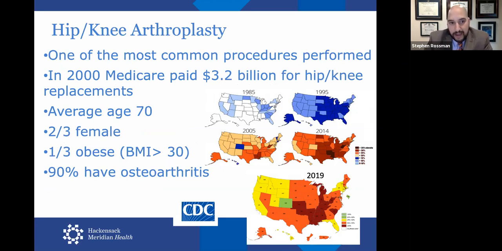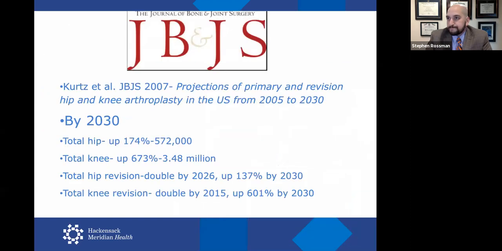At the time when this came out, the average age was 70, two-thirds were female, one-third were obese, and 90% were because of osteoarthritis. Of course, the rest of them were probably for rheumatoid or something similar. Then I just put this picture from the CDC to show overall what obesity in America looked like from 1985 all the way to 2019, one of the most recent pictures I was able to find. It's certainly a scary statistic. So proper patient selection is very important because, in general, the majority of the country now has a BMI greater than 30.